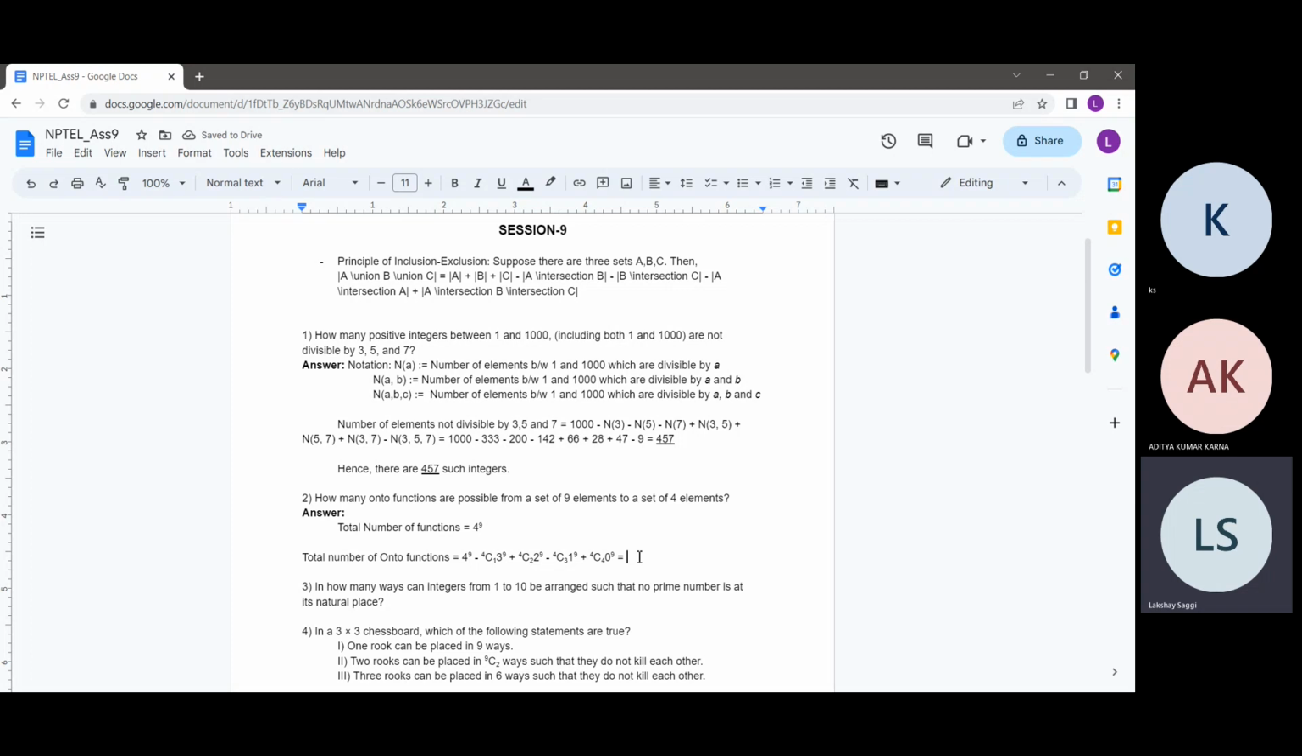So I hope you guys understand what I'm doing here. Nothing but total elements, minus the case when E1 is not there, plus the case E1 and E2 are not there, minus the case E1, E2, E3 are not there. The last term is irrelevant. This will be the final answer.